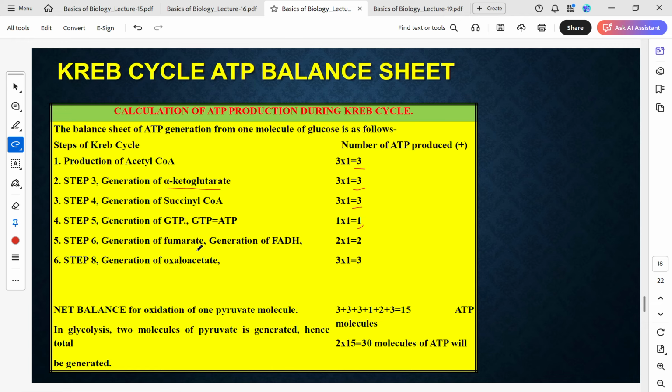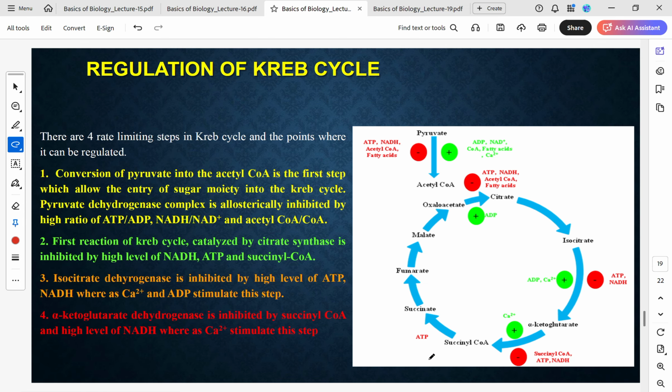The fumarate generates FADH2, which gives 2 molecules of ATP. Oxaloacetate leads to generation of NADH, another 3 molecules. So in total you get 15 molecules of ATP from one pyruvate molecule. Because each glucose molecule has 2 pyruvate generated, you get 30 molecules of ATP from one Krebs cycle, from one glucose molecule. Now, how does Krebs cycle get regulated?